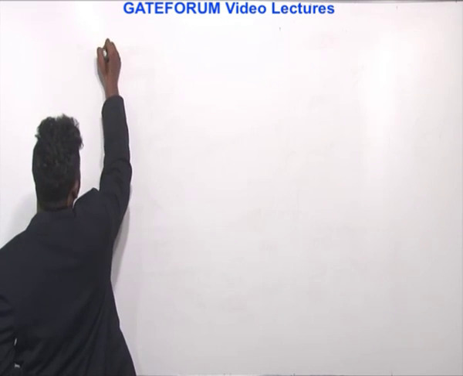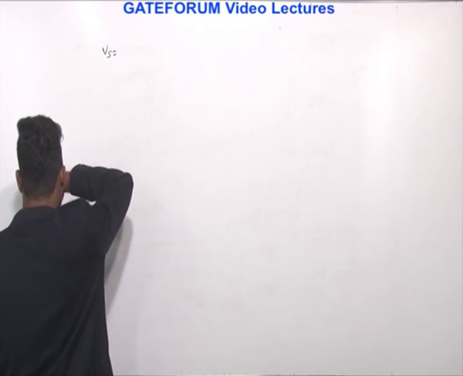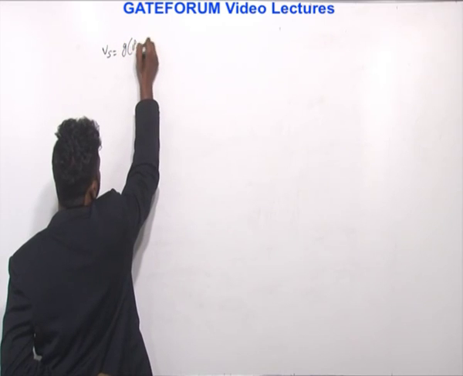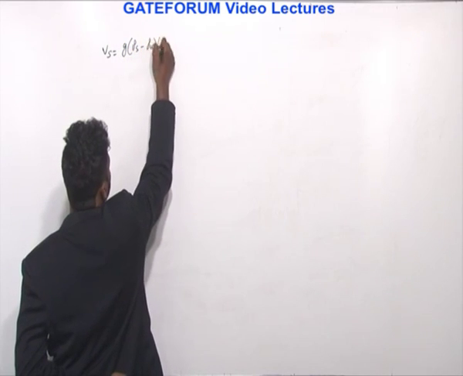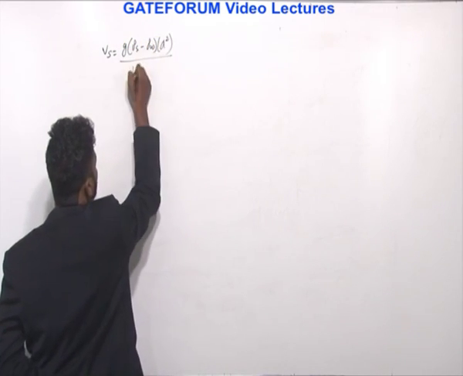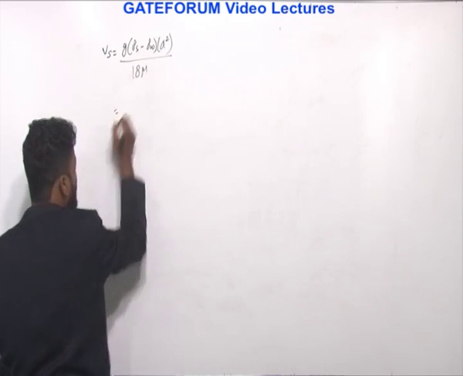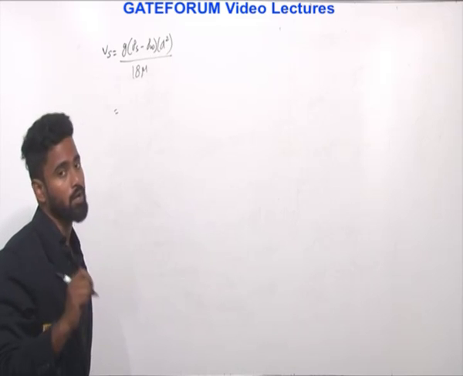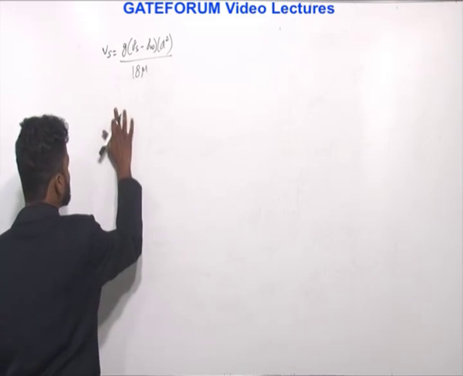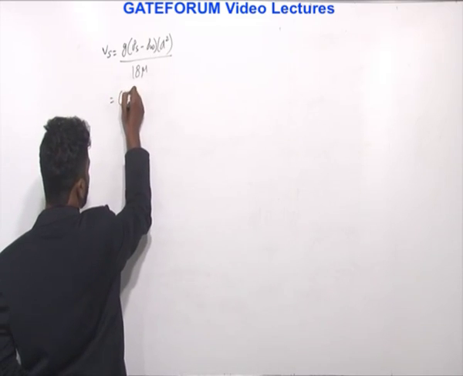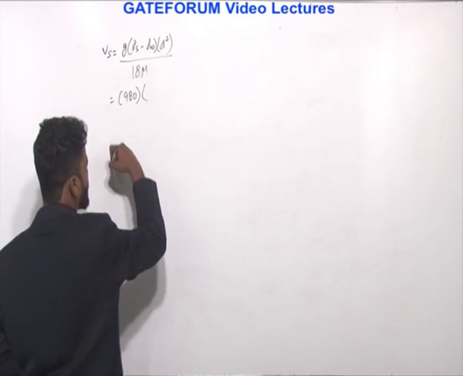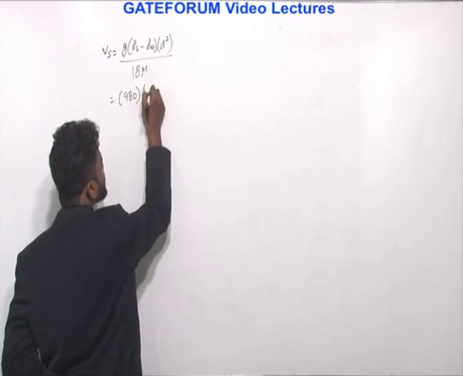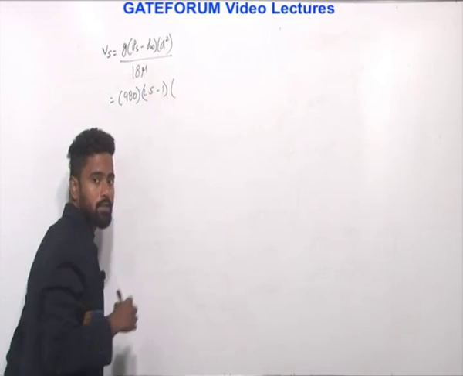The question mentions Stokes' law. So according to Stokes' law, Vs is equal to g into (rho s minus rho w) into d square upon 18 mu. Everything is given in centimeters and seconds. Units are very much important in environmental engineering, so keep this in units. So this is 980 that is given to you, and rho s is given as 2.5, and this is minus 1, and this is d.